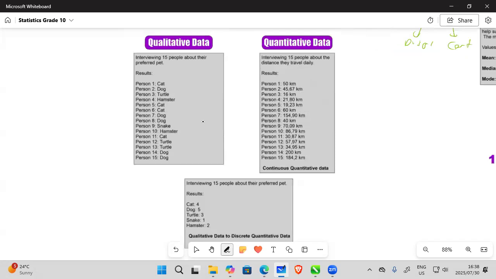But then what we do with qualitative data to make it more useful, because what can you do with this? Think about it. You can't really do much. If I need to organize this, what could I possibly say? I could say that the number of people out of these 15 that like cats were 4. The number of people out of these 15 that like dogs were 5, and so on.